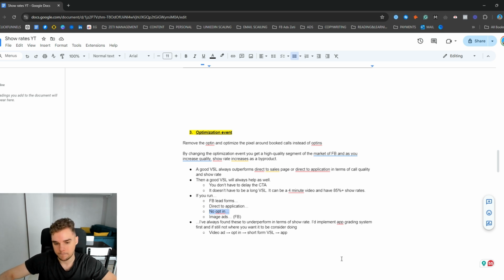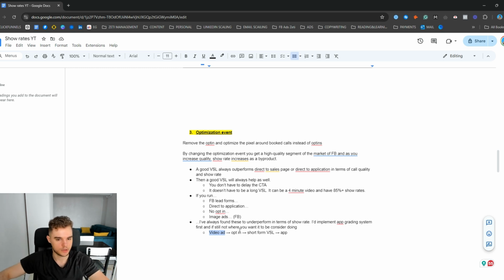So the best way to really run this would be a video ad. Okay, so not an image, a video ad that is going to lead to an opt-in, and then from the opt-in we would go to the short form VSL, and then to the application. So as you can see, pretty much everything is video. Okay, and you can pretty much implement this funnel on Facebook and on YouTube as well, which is pretty big, right? So this is what you want to do, and obviously you want to pay attention to your VSL, see if the VSL is any good, and then essentially optimize around the right event.